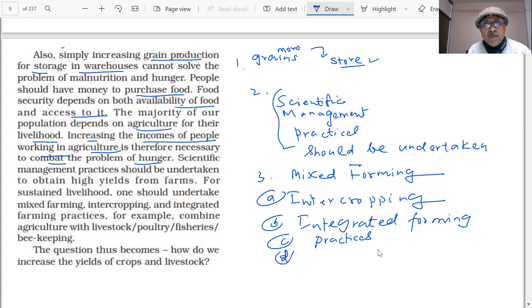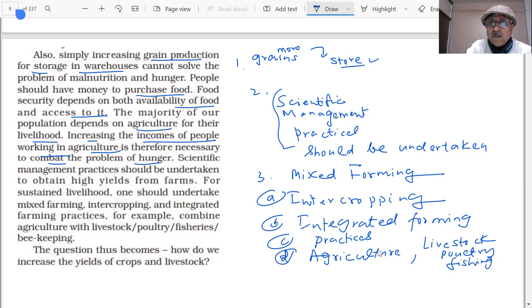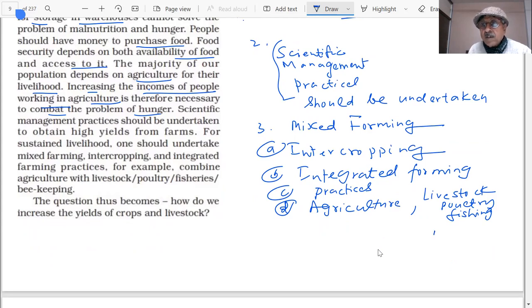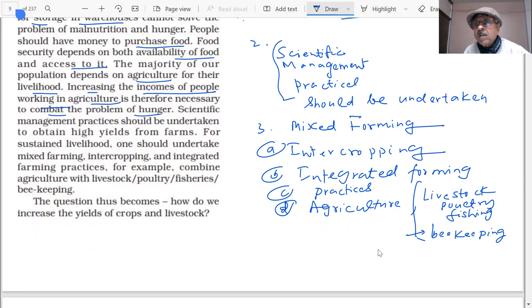Then combine agriculture with livestock, poultry, fishing, beekeeping. You know, you have seen bees. There are villages in India where there is a lot of beekeeping. What do you get from beekeeping? What are we getting from beekeeping, students?